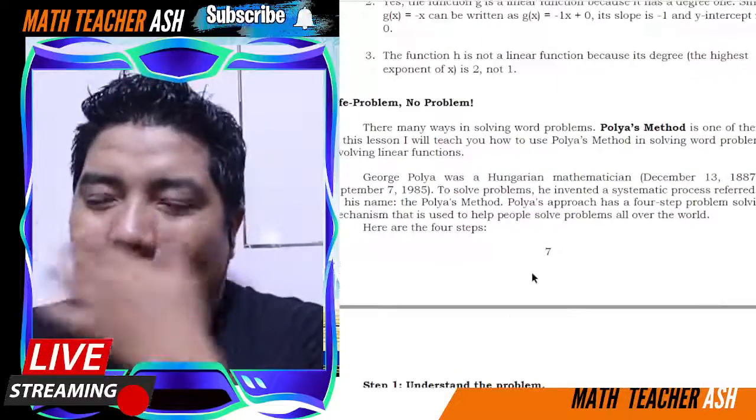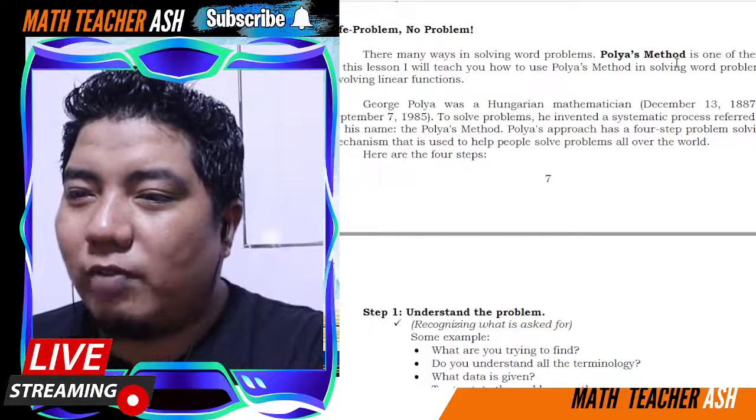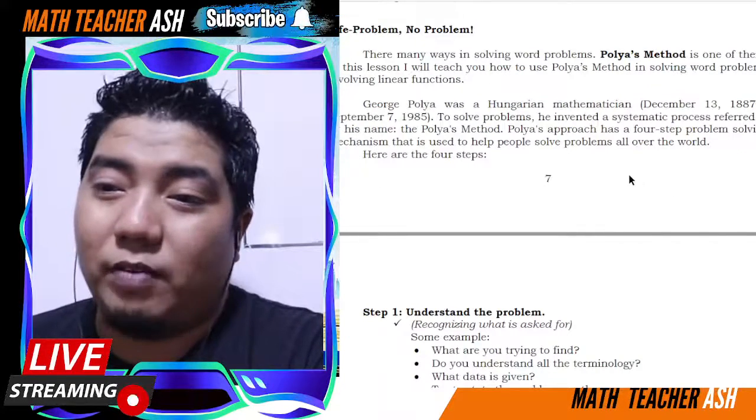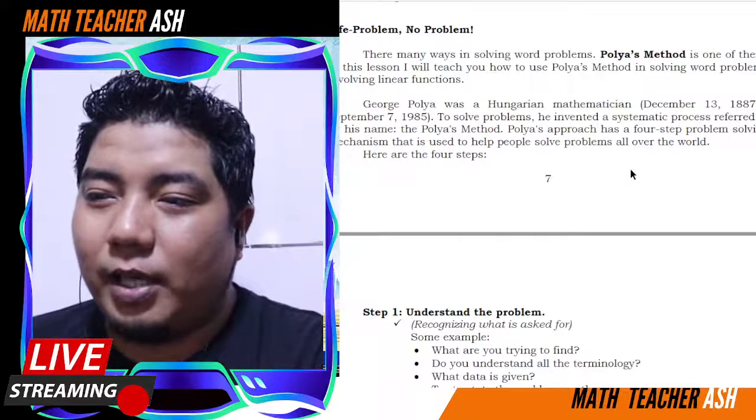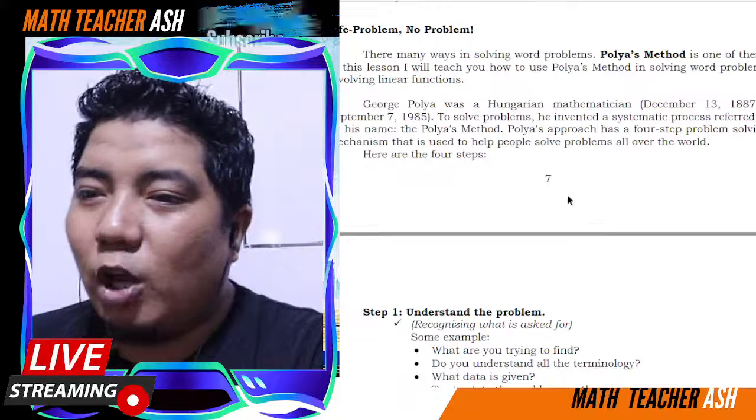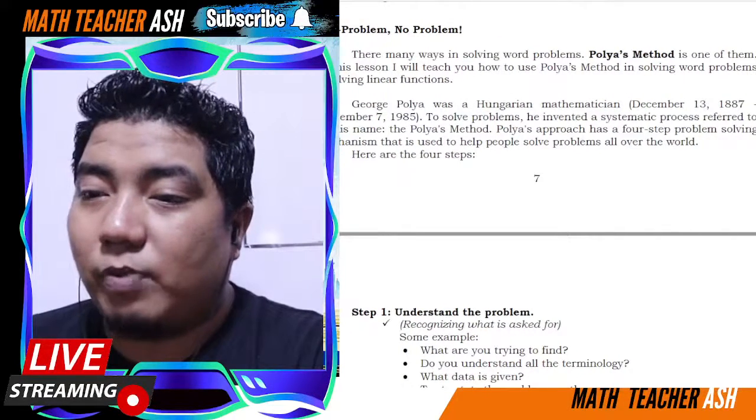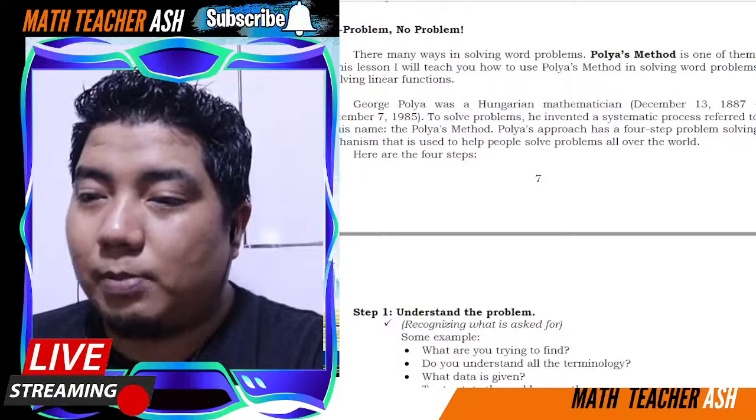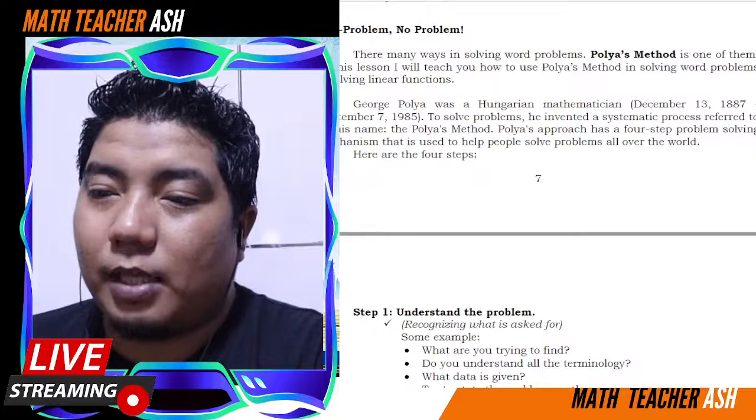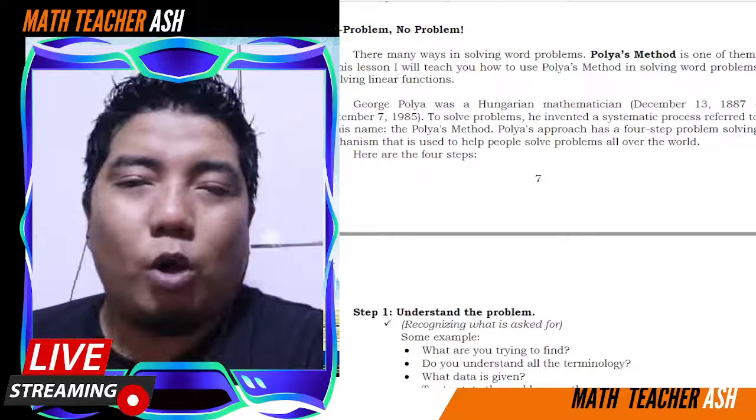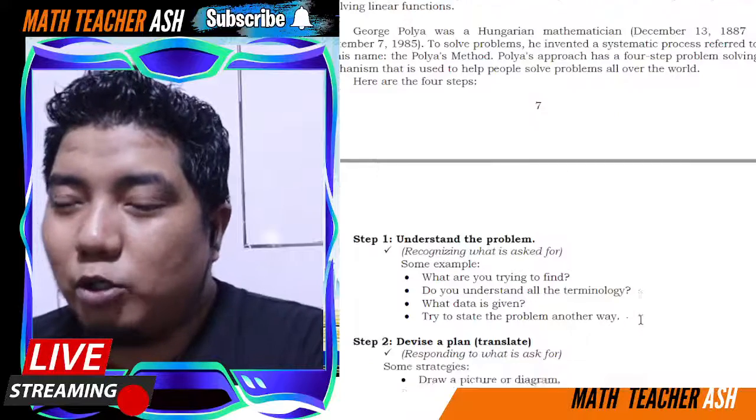Now, we have here, life problem, no problem. There are many ways in solving word problems. Polya's method is one of them. George Polya was a Hungarian mathematician from 1887 to 1985. To solve problems, he invented a systematic process referred to by his name, Polya's method. Polya's approach has a 4-step problem-solving mechanism that is used to help people solve problems all over the world.